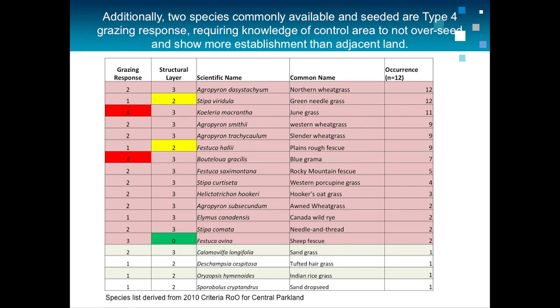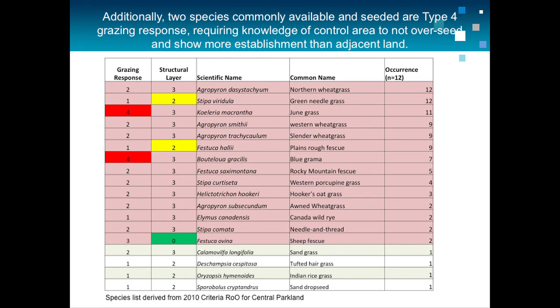I suppose I could say something about Festuca ovina being in the structural layer. Actually, if you look in the grazing response column in the green highlight, this species was seeded, but it has no value in the 2010 criteria because it's an invader as a grazing response 3. So it doesn't assist for cover or for structural layers.